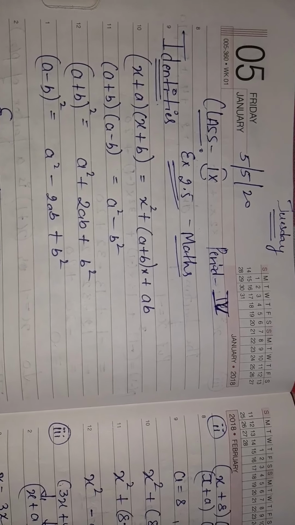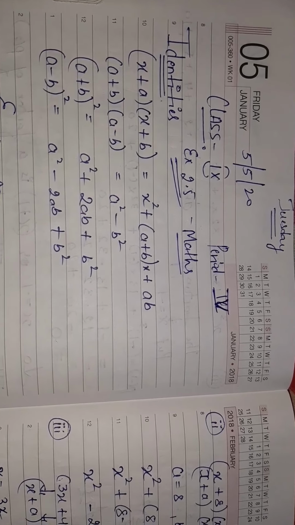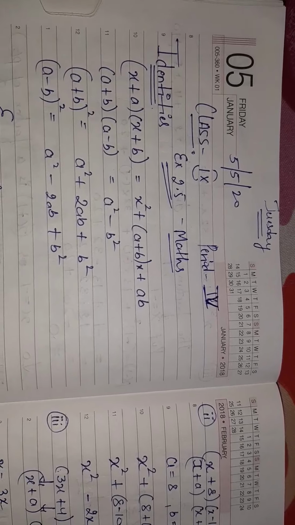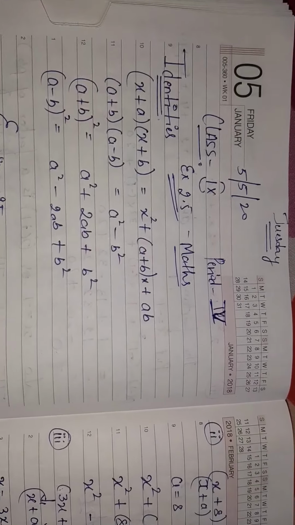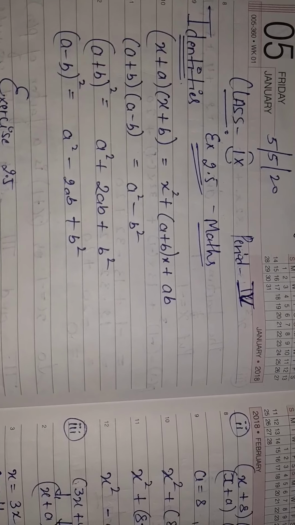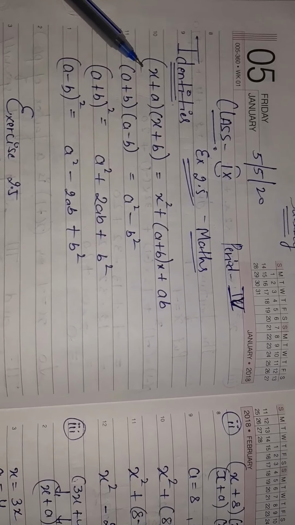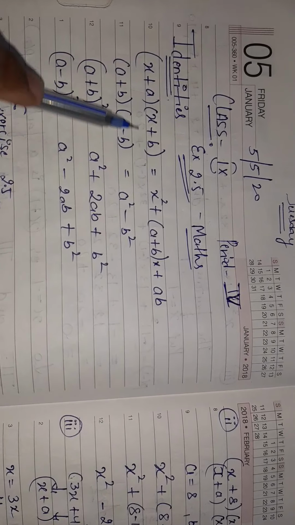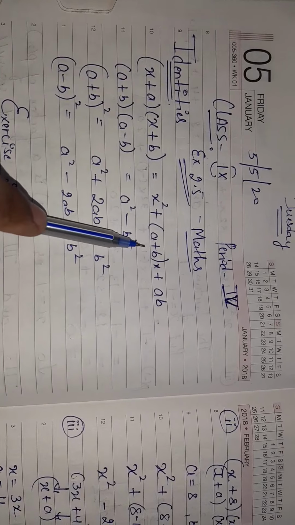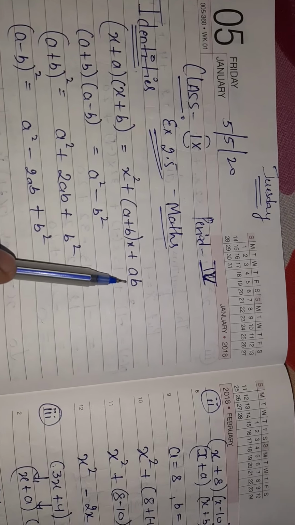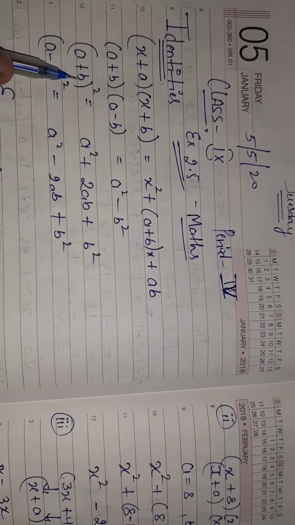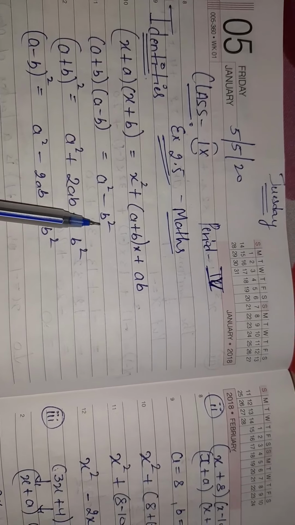Hey everyone, today we'll be starting with the next exercise, that is 2.5. But before starting with the exercise, we will go through some identities. That means (x + a)(x + b). The identity is x square plus (a + b)x plus ab. (a + b)(a − b) I have taught you earlier also. a square minus b square.